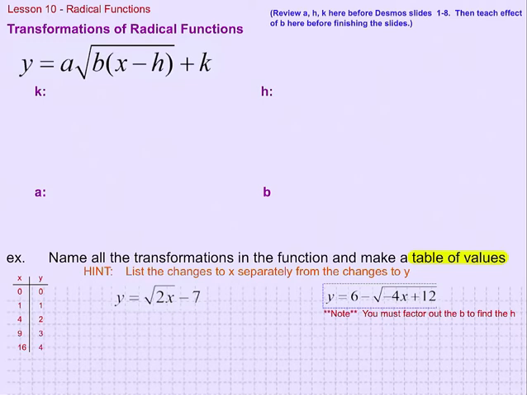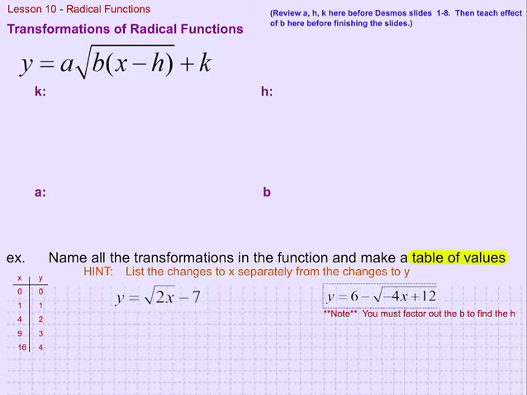Now that we know what our parent looks like, y equals the square root of x, we can talk about what happens with transformations. And this is going to sound mostly very similar to the last unit, because the transformations are the same no matter when we see them throughout the year. So looking at the screen, y equals a times the square root of b times (x minus h) plus k.